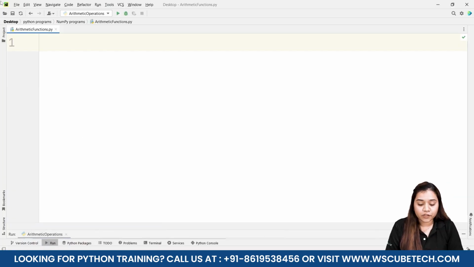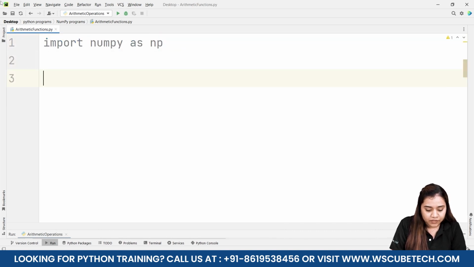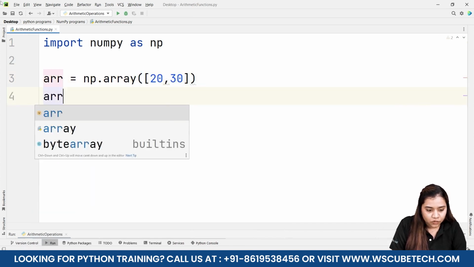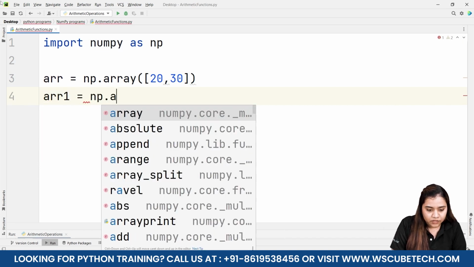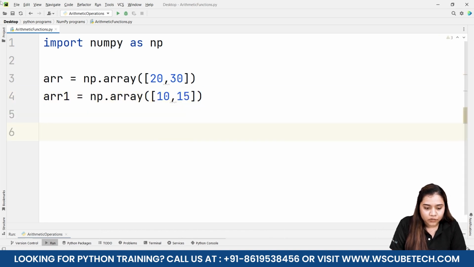To find the arithmetic functions, first of all, we will import NumPy as np. Once we have imported NumPy as np, we will create an array by writing arr is equal to np.array, and in the square brackets I'll pass some elements, let's say 20, 30. Similarly, I'll create another array, arr1 is equal to np.array, and here I'll write 10, 15.